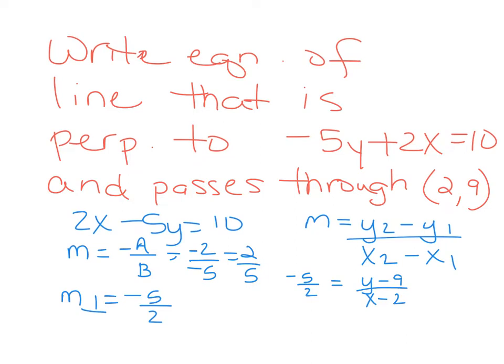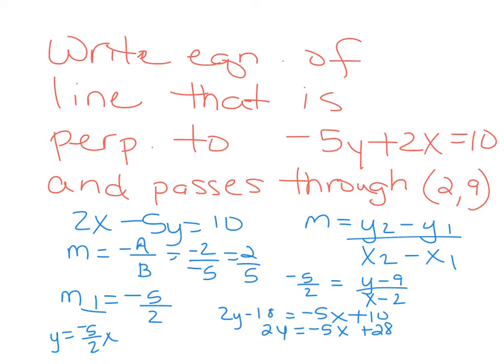When I cross multiply, I get 2y minus 18 equals negative 5x plus 10. I want to go to slope-intercept form, so I add 18 to both sides and get 2y equals negative 5x plus 28. Then I solve for y by dividing everything by 2, and my final answer is y equals negative 5/2 x, and 28 divided by 2 is plus 14. That would be my answer to this problem if it was on your review.